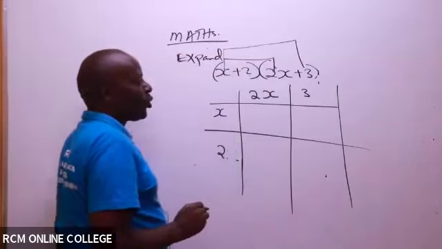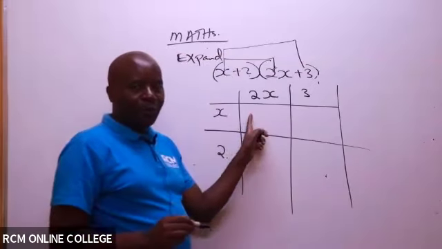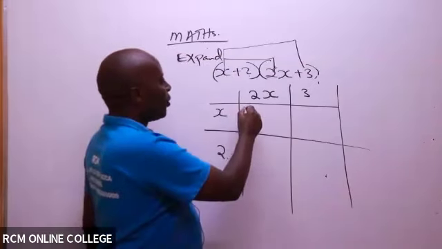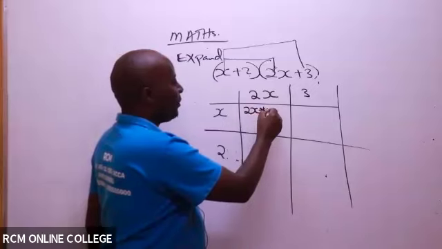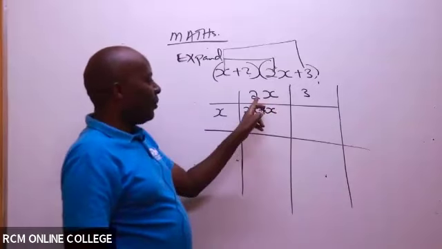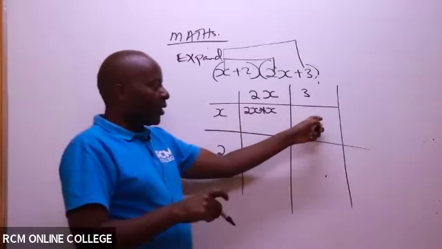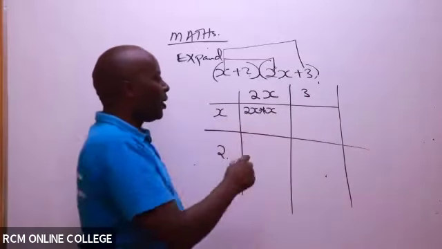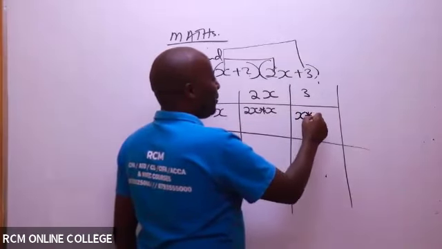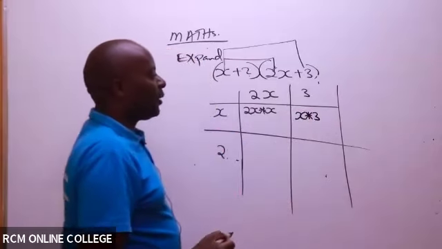And now somebody tells you to give us the multiples using the externals. So this will be 2x times x, because it is this external with this, giving me this cell. This cell is 3 versus x. So we have here x times 3, x times 3.